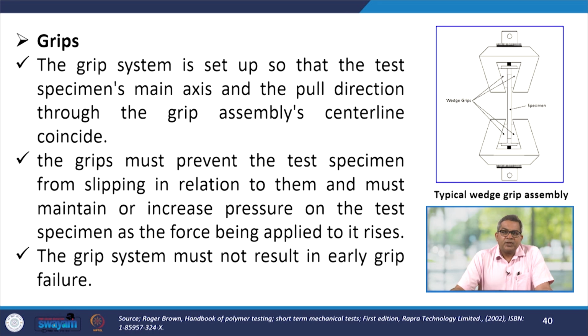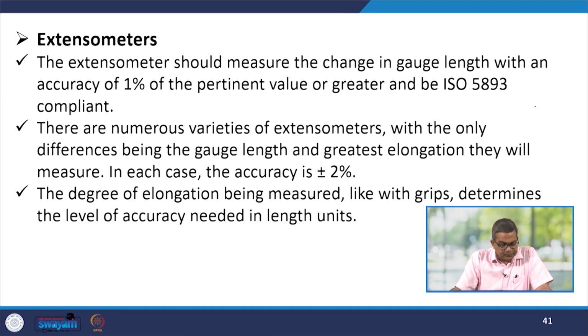Now, grips. The grip system is set up so that the test specimen's main axis and the pull direction through the grip assembly's center line coincide. The grips must prevent the test specimen from slipping in relation to them and must maintain or increase pressure on the test specimen as the force applied to it rises. The grip system must not result in early grip failure. This is a typical wedge grip assembly, where you see the wedge grips and you can put the specimen over here.